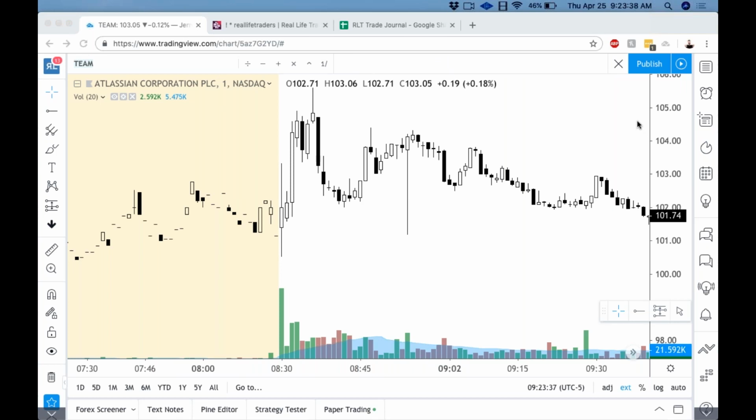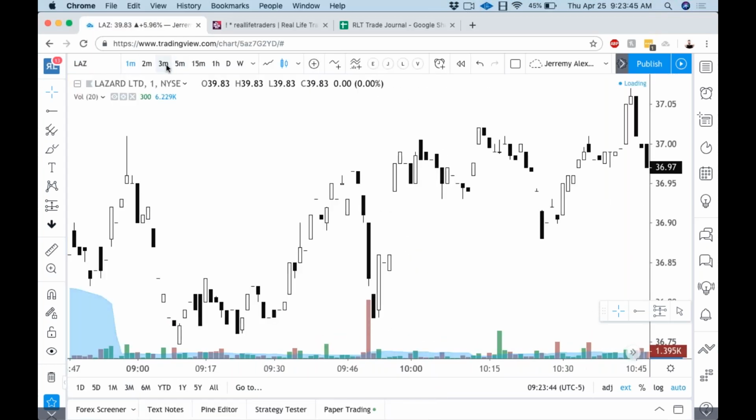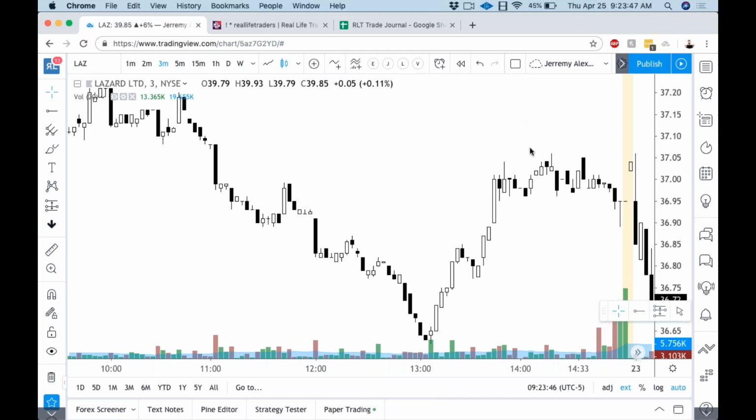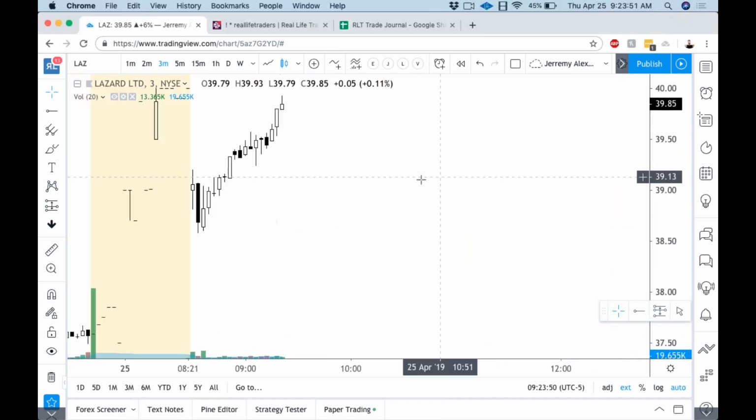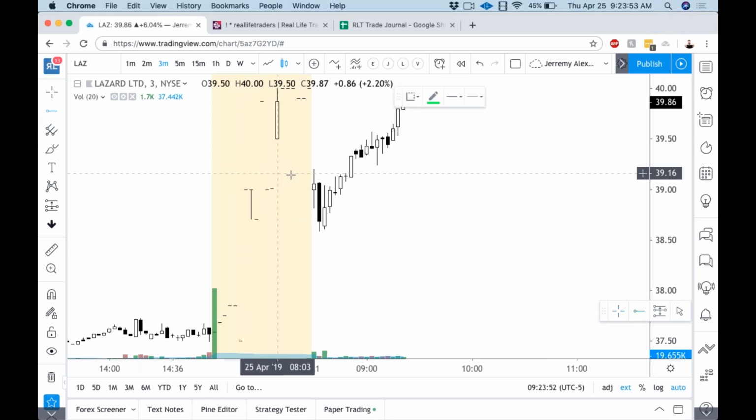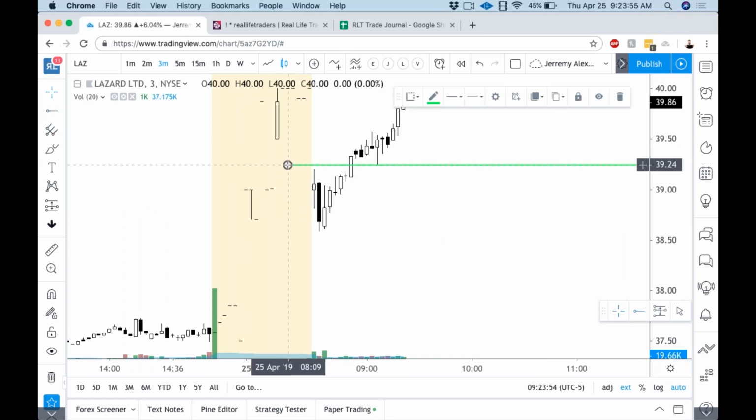Joseph said, would you have been stopped out on the second 3-minute candle? So Joseph, it's a very good question. He's asking about ticker symbol LAZ, and the answer is no. So Joseph, let me hop back over to LAZ. You would not have been stopped out in the first 3-minute candle, because remember, you're waiting for 3 minutes. So after 3 minutes goes by, this candle gets closed.